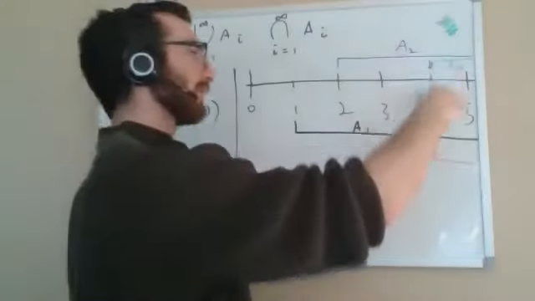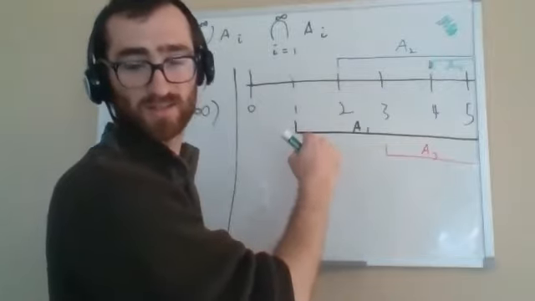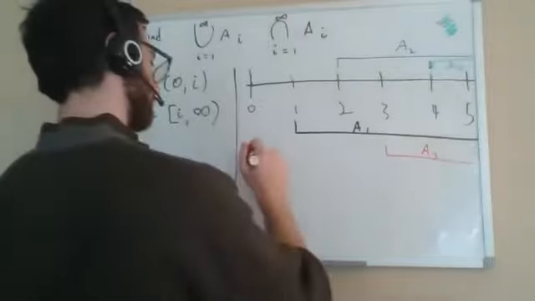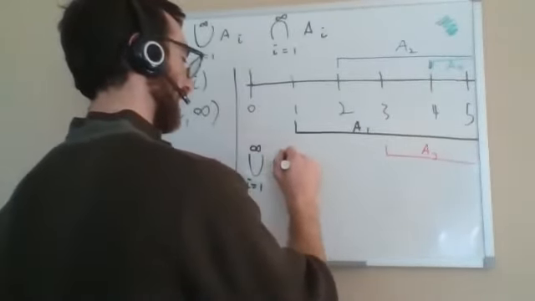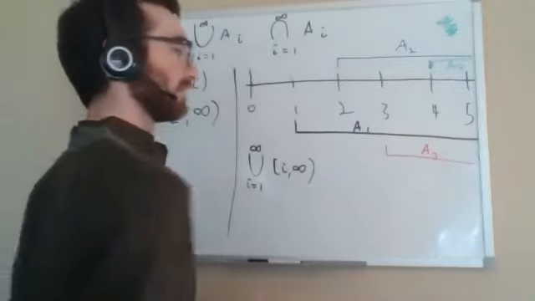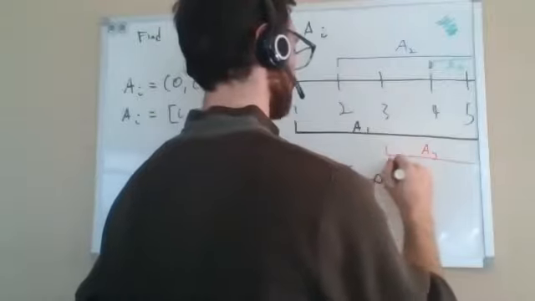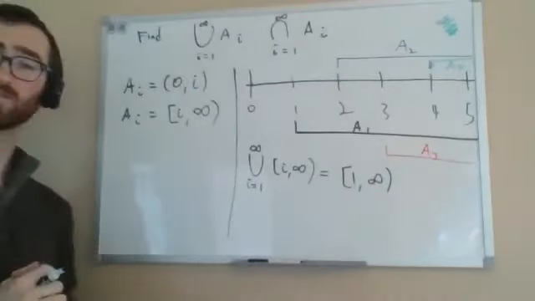Well, since they're all nested, you just have to take the one which includes every other set. So here, the union from i equal to 1 up to infinity of [i, infinity) is exactly equal to [1, infinity). Everything else is inside here. So just take the biggest one.